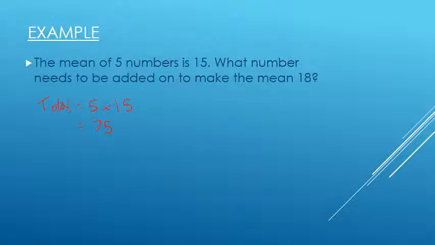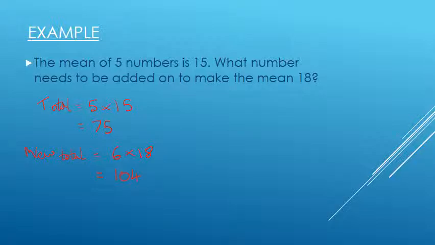What number needs to be added to make the mean 18? Okay, so our original total is 75. If I'm now adding in an extra number, and that's making my mean 18, I'm going to have a new total. And my new total, I've now got 6 numbers, because I'm adding an extra number, and the mean is 18, so I need to work out what 6 times 18 is. 6 times 10 is 60, 6 times 8 is 48. Add them together and you get 104.